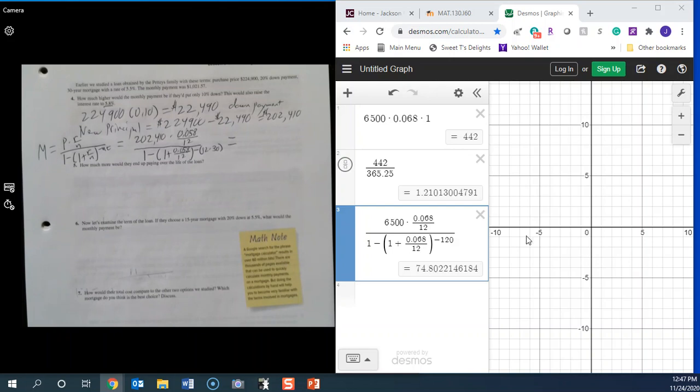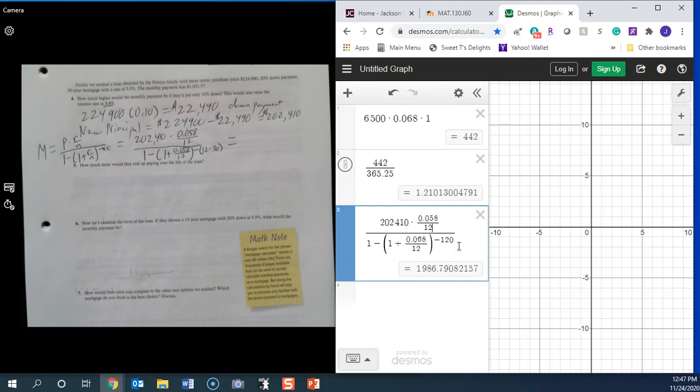So we could put this in our calculator. We could go back here. We already have the monthly formula set up. So all we have to do is just change a few numbers here. Our principal is 202,410. Now our rate is 0.058.